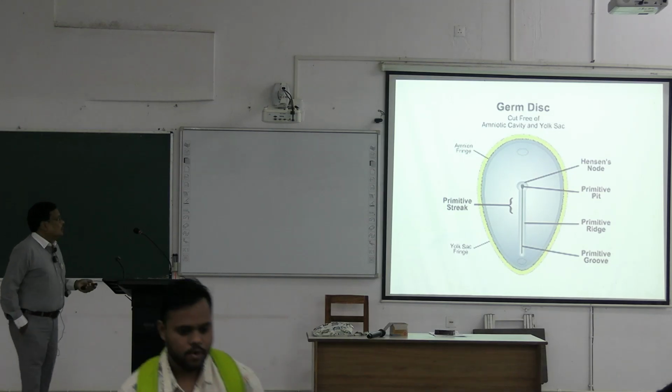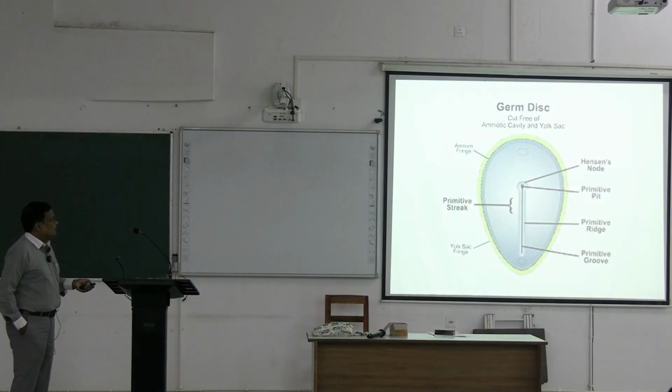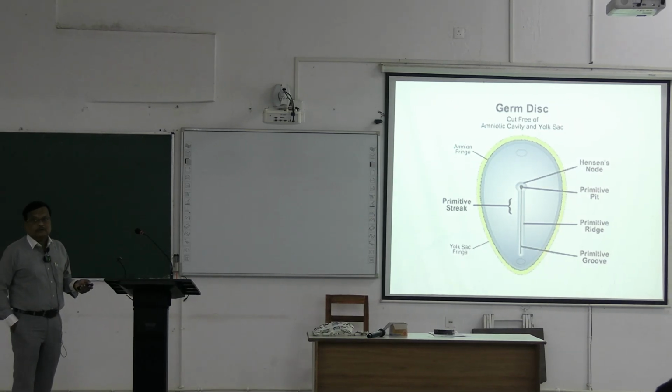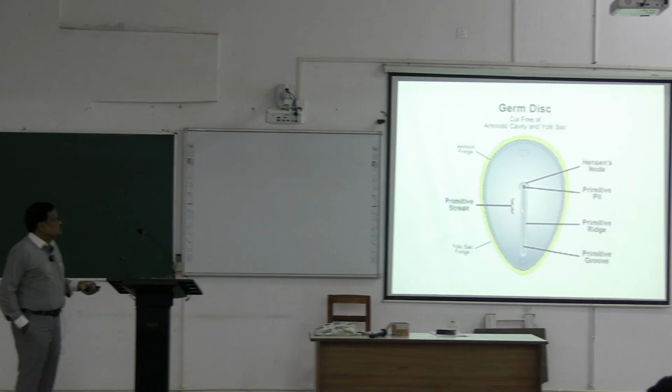So, just after that, the primitive streak appeared. Now we can call the cephalic part the cephalic end, a better term. The cephalic end, the head end of the primitive streak, is rounded, and a depression appears. This rounded end we call the primitive node or Hensen's node, and the depression we call the primitive pit. And this is the caudal end.